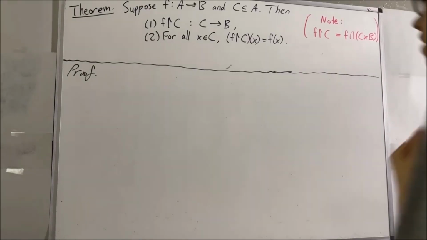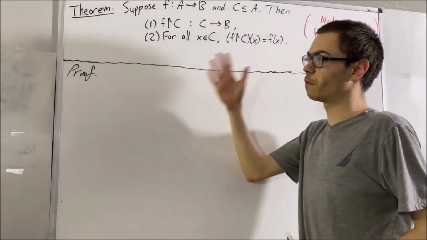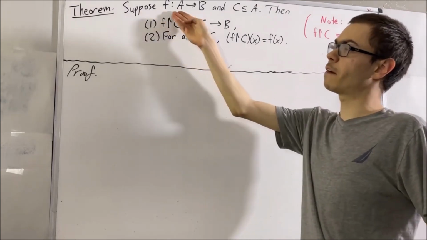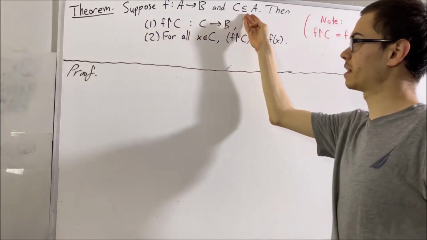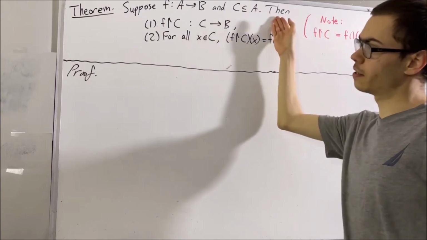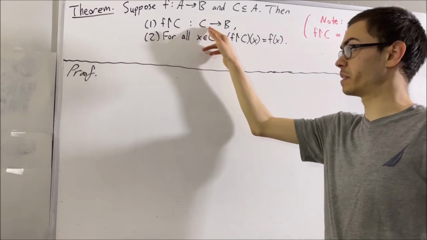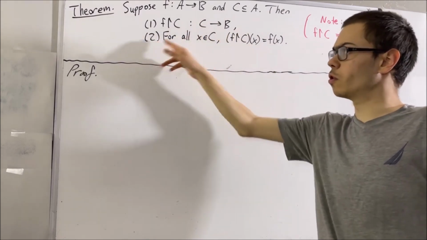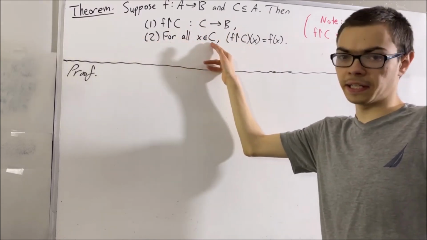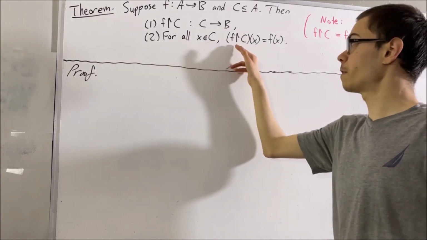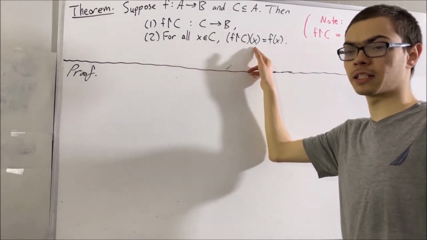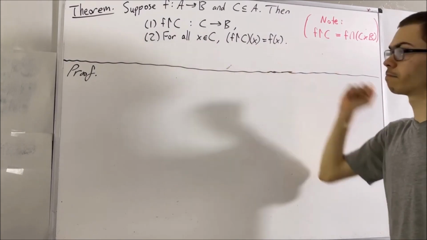Hello! In this video, we are going to prove the following theorem. Suppose f is a function from A to B and C is a subset of A. Then, 1. The restriction of f to C is a function from C to B. And 2. For all elements x in C, we have that the restriction of f to C evaluated at x is equal to f of x.